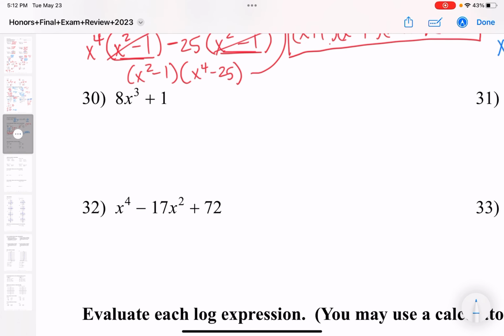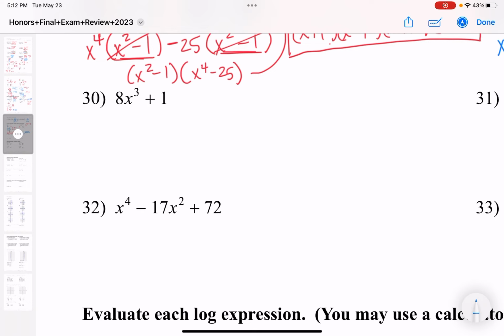Notice this is a binomial. So usually with binomials, you have 2 options. Well, 3 options. It could have a GCF, a greatest common factor. So I'm going to look and see if there's a greatest common factor. I've got 8x to the third and a 1. 1 goes into everything. So even if I were to factor out a 1, it's not going to change anything. So there's no GCF here.